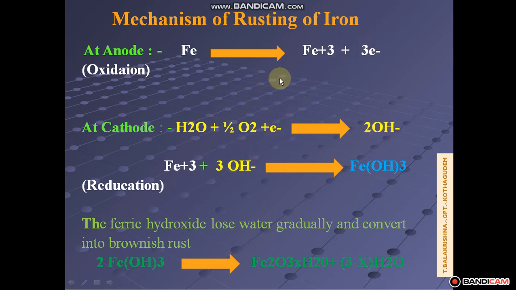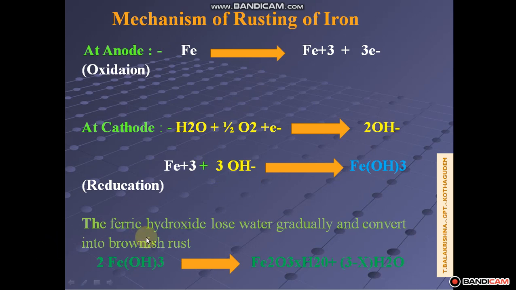Next, the ferric ion formed at the anodic part and the hydroxide ion formed at the cathodic part combine to each other and produce ferric hydroxide. So the electron-gaining reaction takes place at the cathodic part. The combination reaction is Fe3+ plus 3OH minus giving rise to Fe(OH)3, which is called ferric hydroxide.